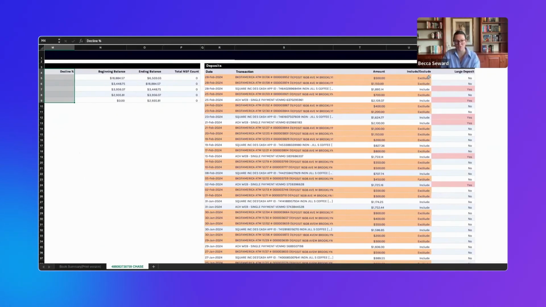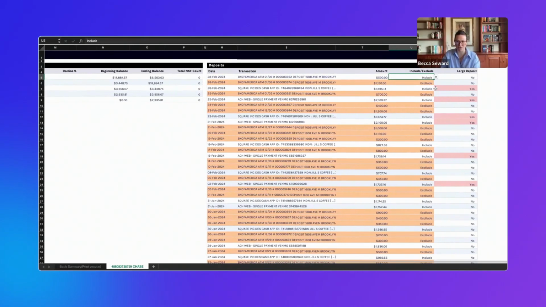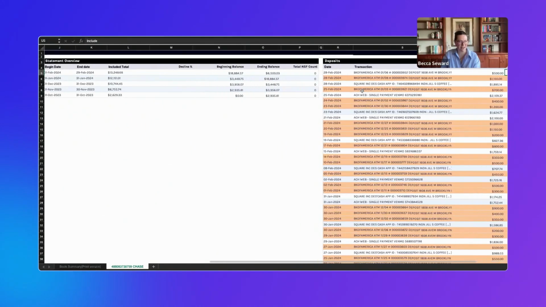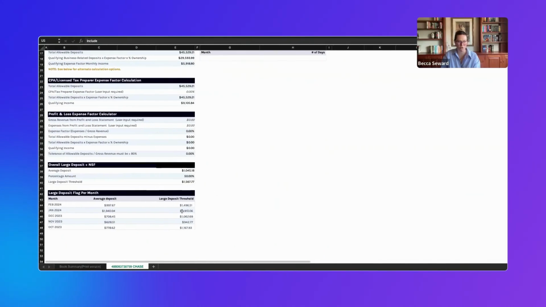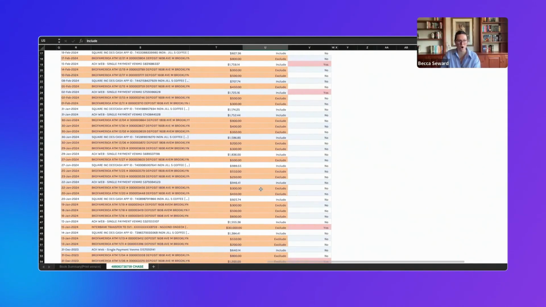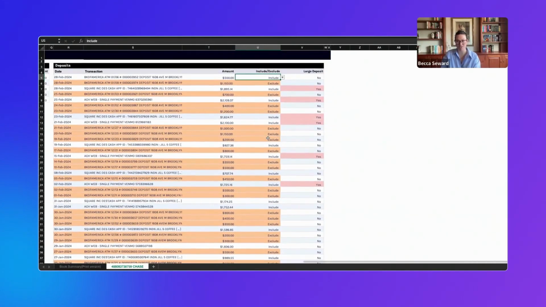You can see which of those were included or excluded, and you can also still control that here within the Excel itself, if perhaps you missed a transaction within the dashboard. You also have the ability to see the large deposits based on the thresholds that we set within this spreadsheet. So this is dynamic. If I change the large deposit threshold over here on the left-hand side, it will automatically adjust the large deposit threshold column here on the right.